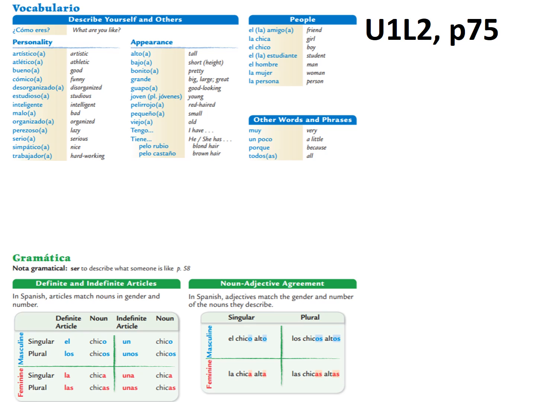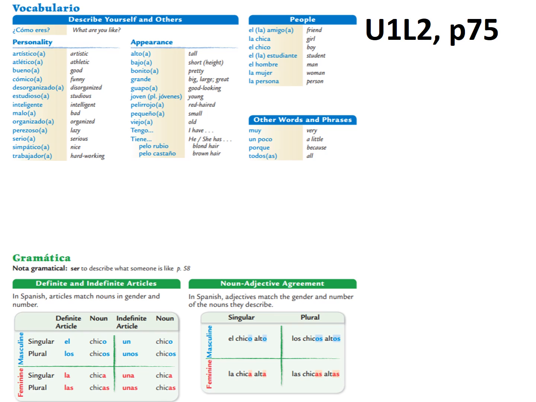Unidad 1, lección 2, en página 75. Vocabulario, Unit 1, Lesson 2, on page 75, vocabulary. Describe yourself and others. ¿Cómo eres? What are you like? This is asking a personality trait question about you, not asking how you're doing right now, asking how you are as a person. What are you like? Personality.